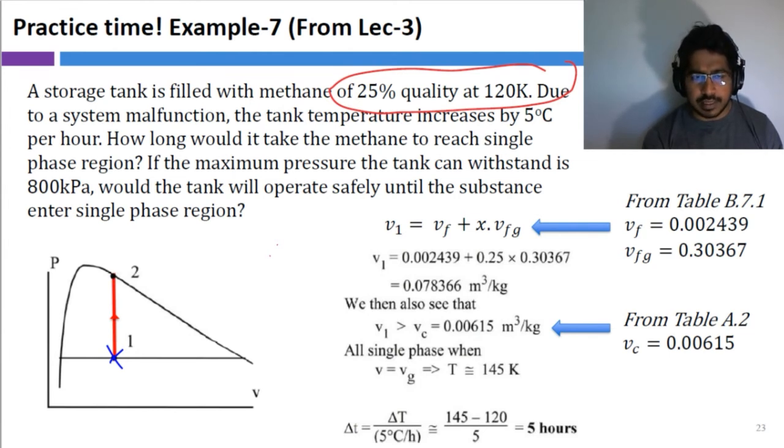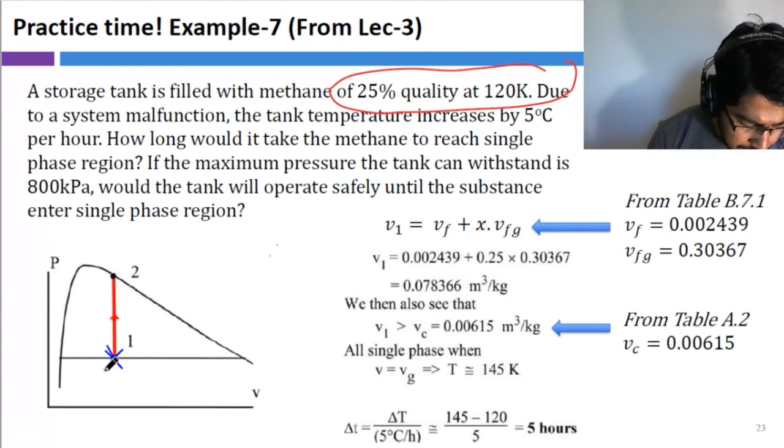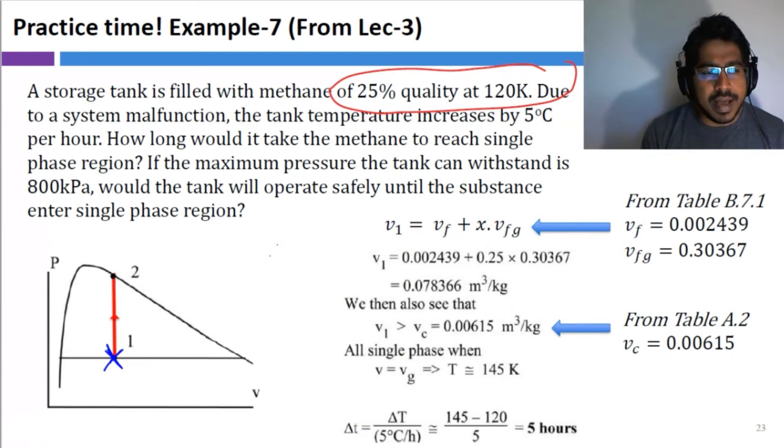Specific volume of the tank, is it going to change even if we heat it or whatsoever? It's not going to change, right? So now that is a relief. Now we know that we have one parameter fixed during this process. Now we locate our initial state, and there it says due to a system malfunction, right?